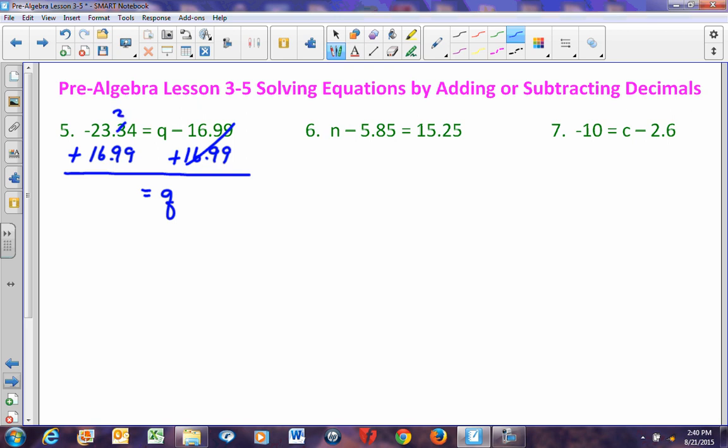So I can do some borrowing. 14 minus 9 is 5. I can do some more borrowing. 12 minus 9 is 3. Bring down my decimal point. I can't subtract 6 from 2, so I borrow from this to make this 12. 12 minus 6 is 6. So I get 6.35. It should be negative because 23.34 is the larger of the two numbers. So my answer is Q is equal to negative 6.35.